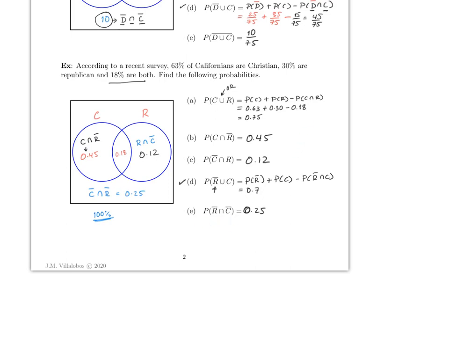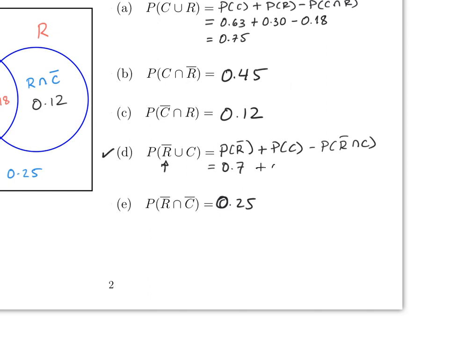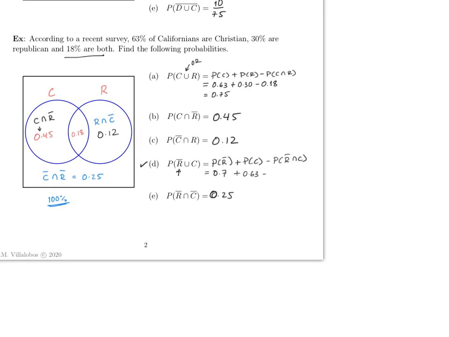The probability that somebody is Christian is 63%, and the probability that somebody is Christian but not Republican, remember it was 45%.